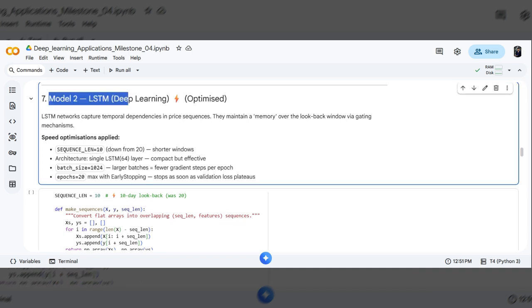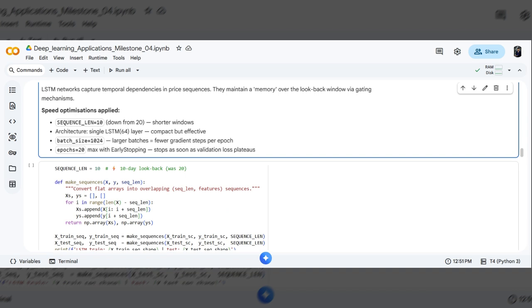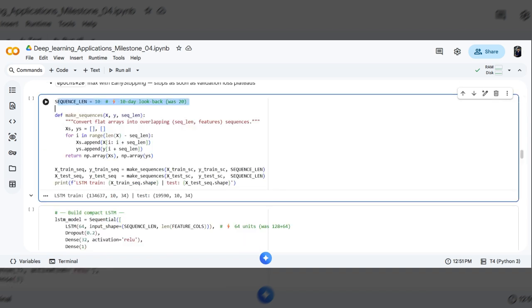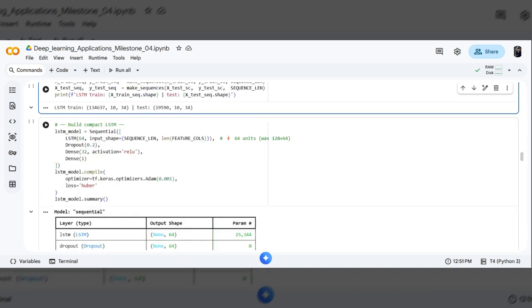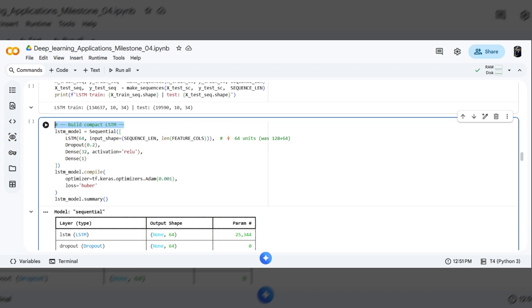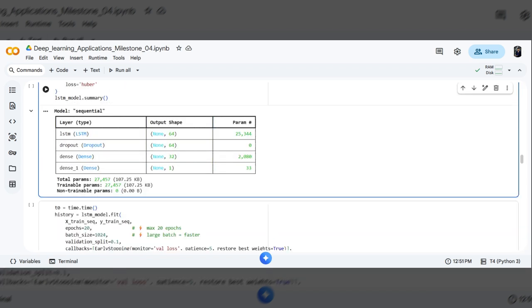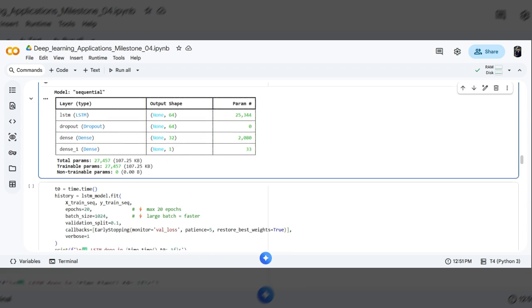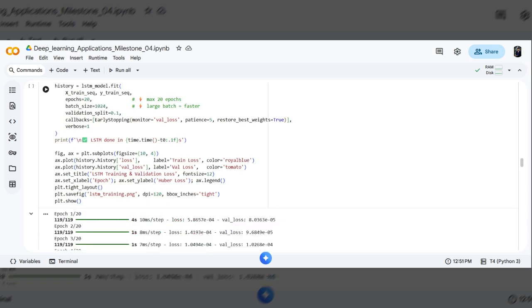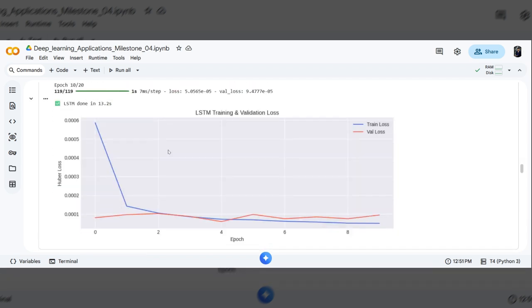The second model I used is LSTM, which stands for long short-term memory. LSTM is a type of neural network designed for time series data. It can remember past information using memory cells. In my implementation, I used a sequence length and built the LSTM model. I added dropout to prevent overfitting and used early stopping to improve efficiency. LSTM helps capture patterns over time, which are very useful for stock predictions.